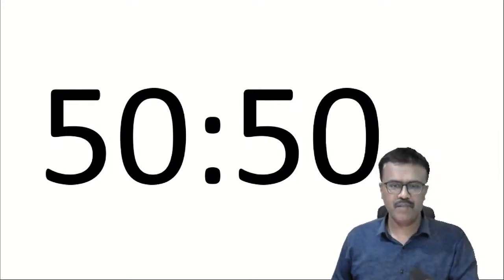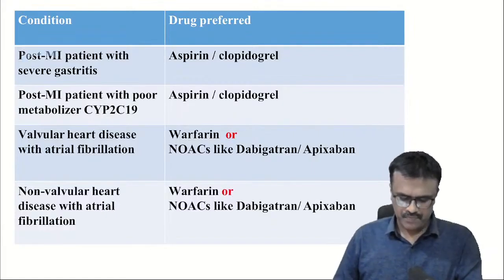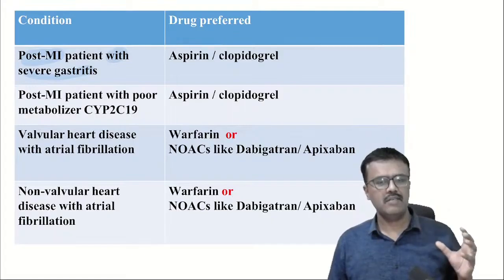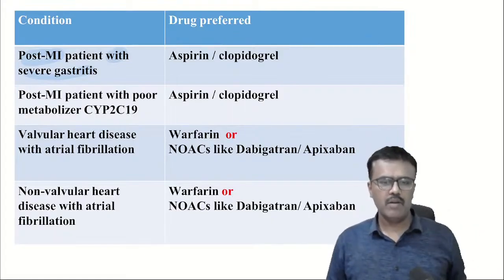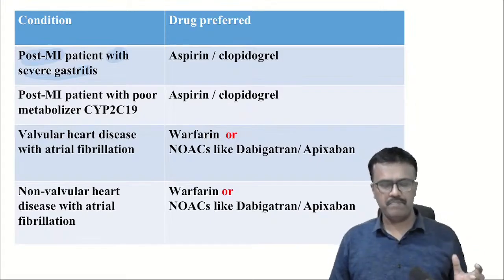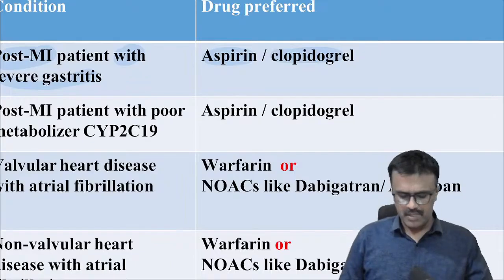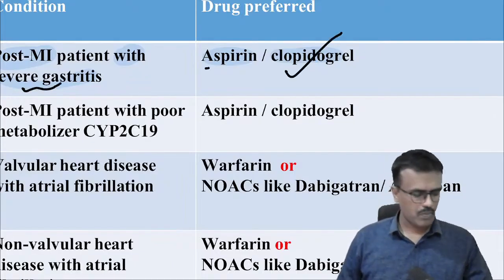So let us go with 50-50. We did that. Post MI patient with severe gastritis. So post MI patients, I don't want one more MI episode. I give them antiplatelet drugs. I give them statins. So I have two options, aspirin and clopidogrel. Patient is having severe gastritis. Aspirin cannot. What I can give is clopidogrel.